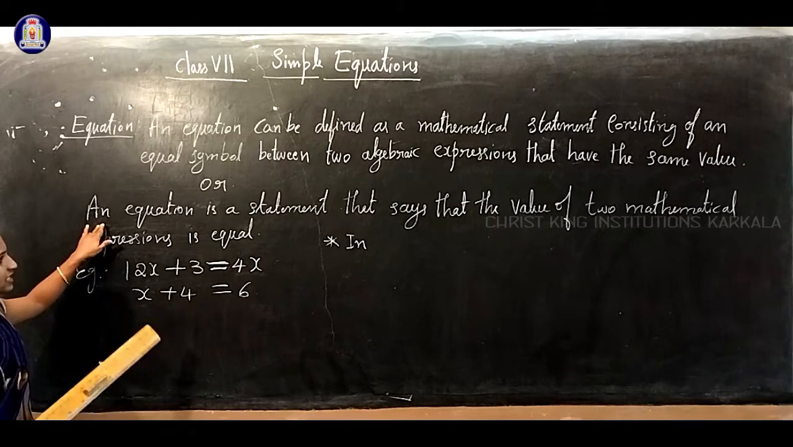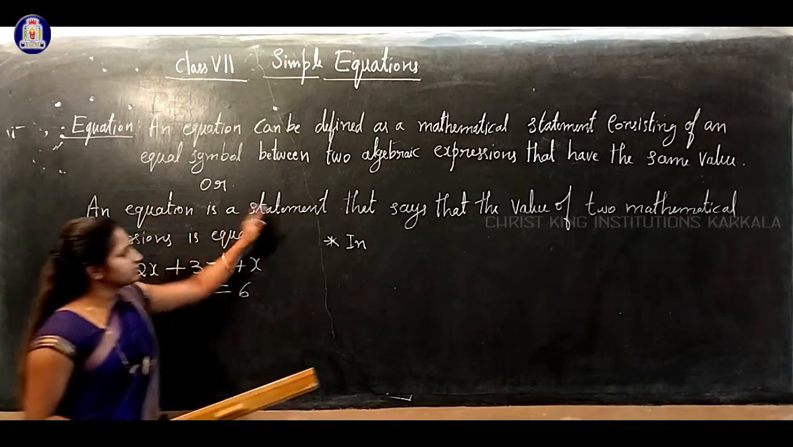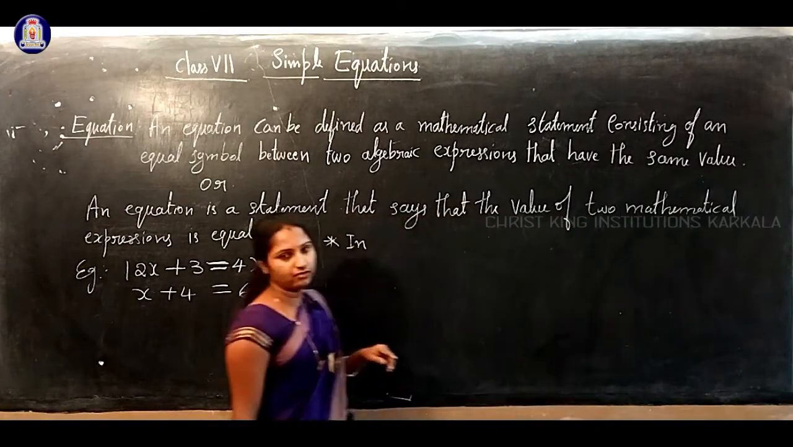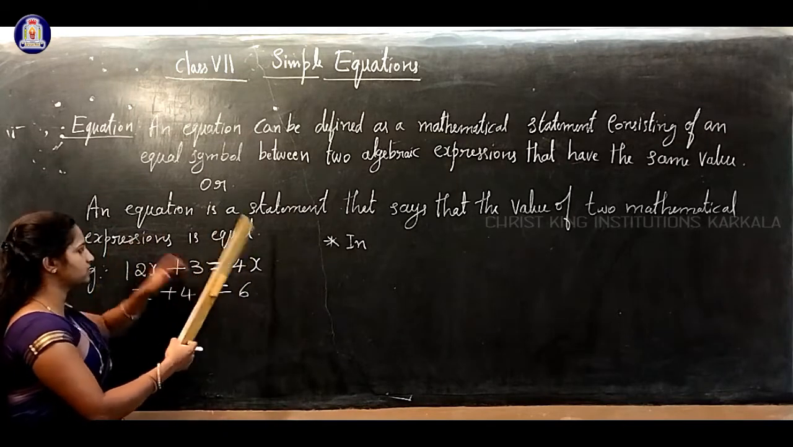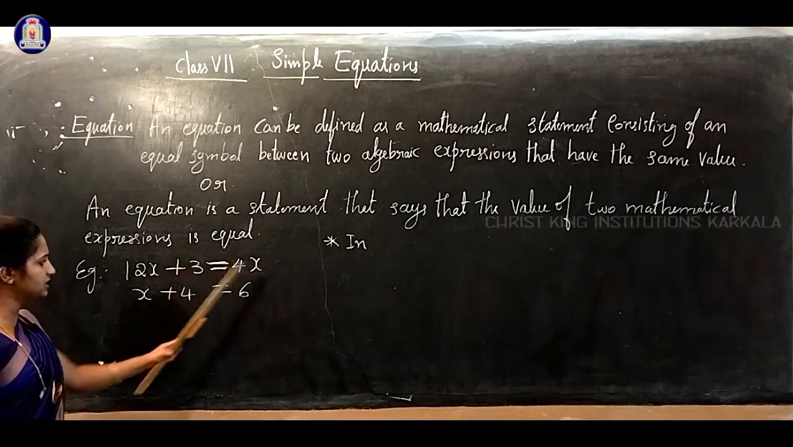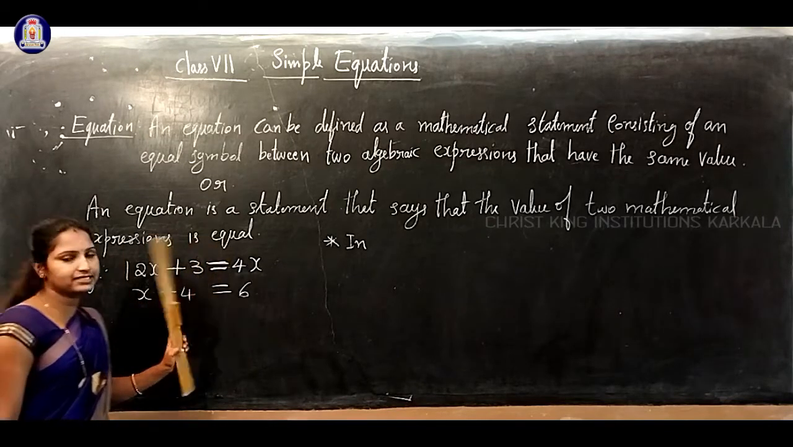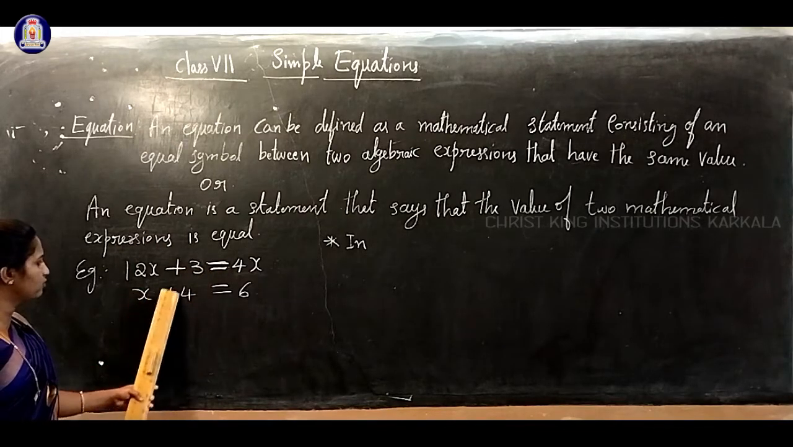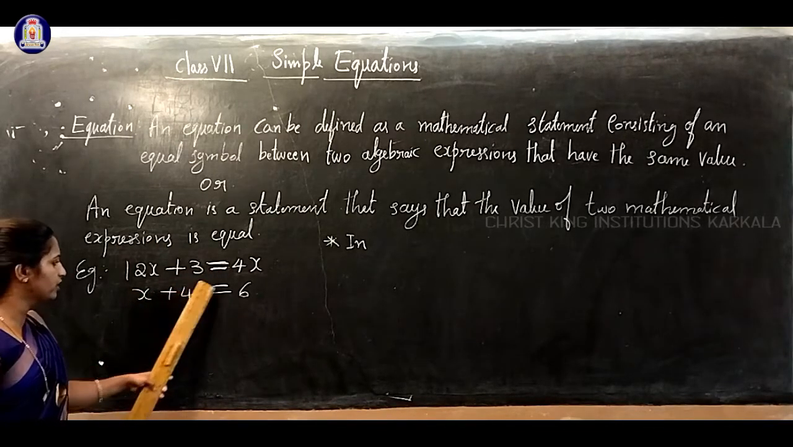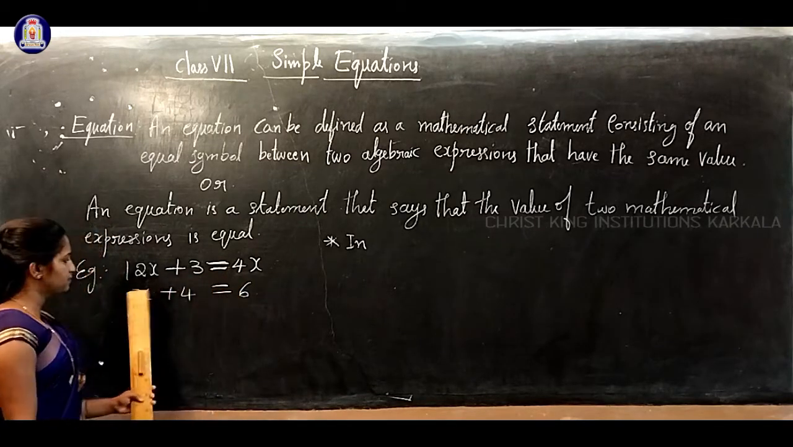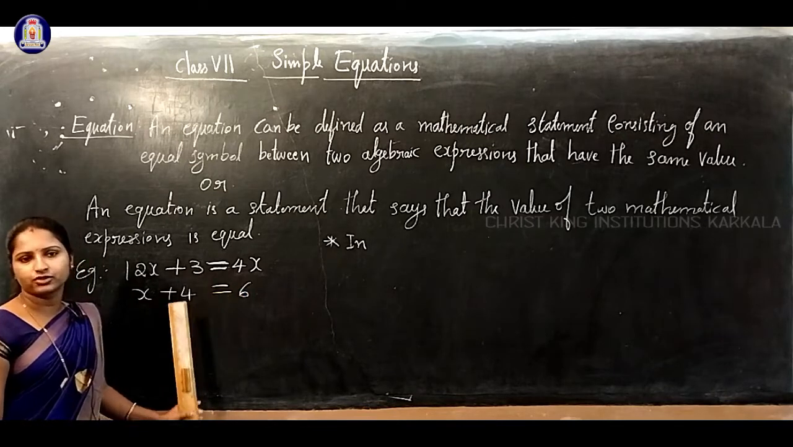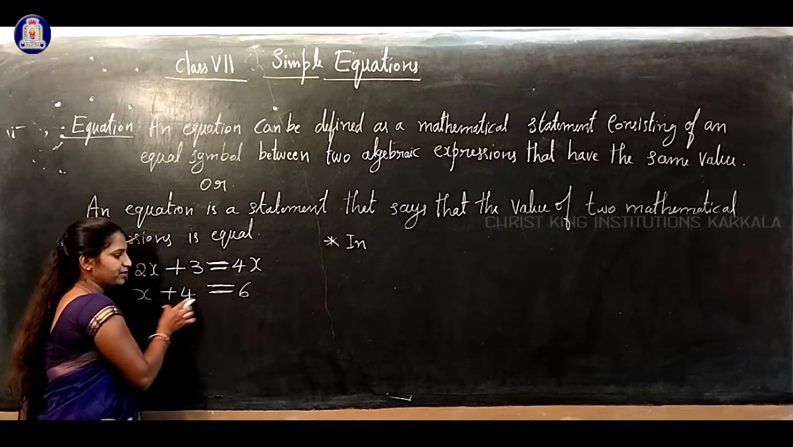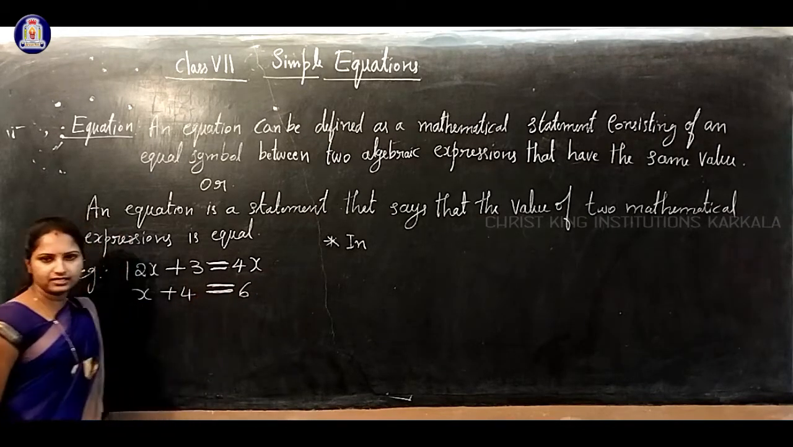So first we see what is an equation. An equation is a mathematical statement that says that the value of two mathematical expressions is equal, connected by an equal sign. For example, here I considered one more expression: x plus 4 is equal to 6. This is also an equation. Why? Because in between two algebraic expressions there is an equal sign.